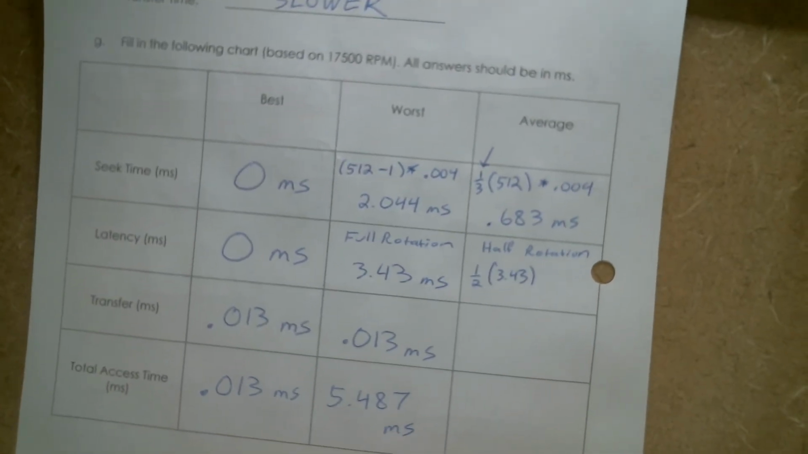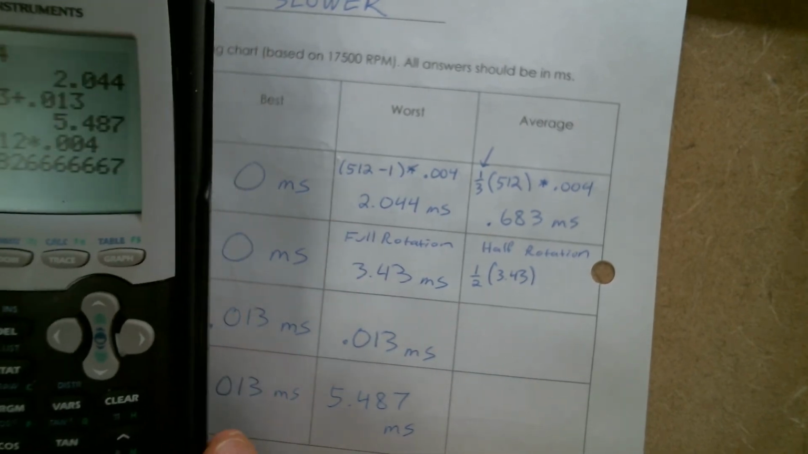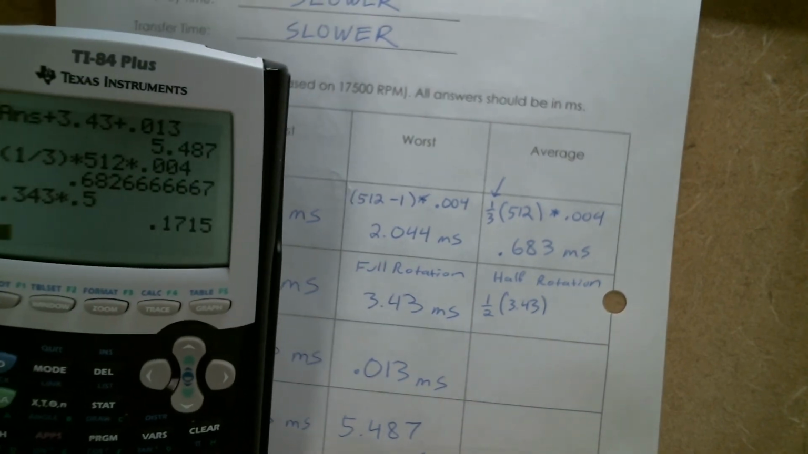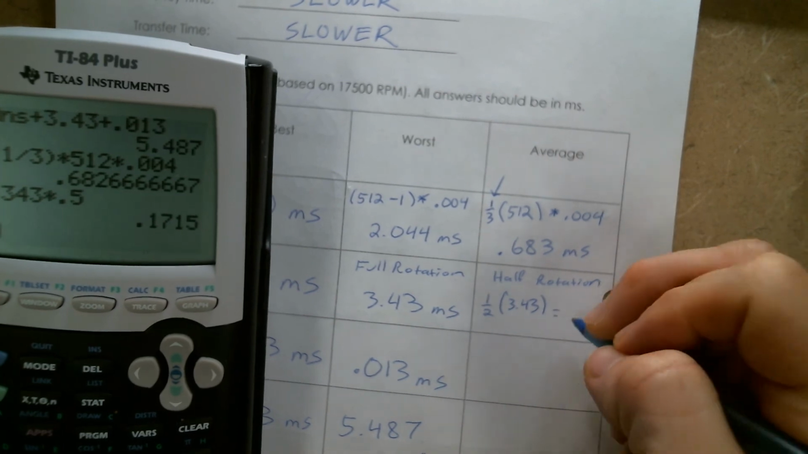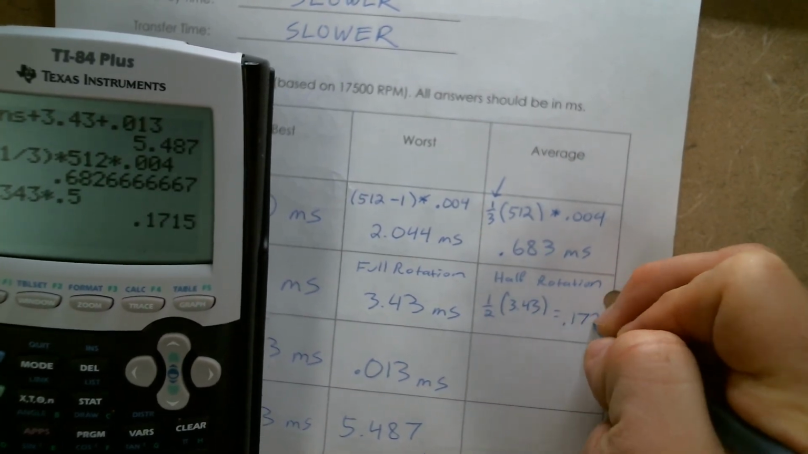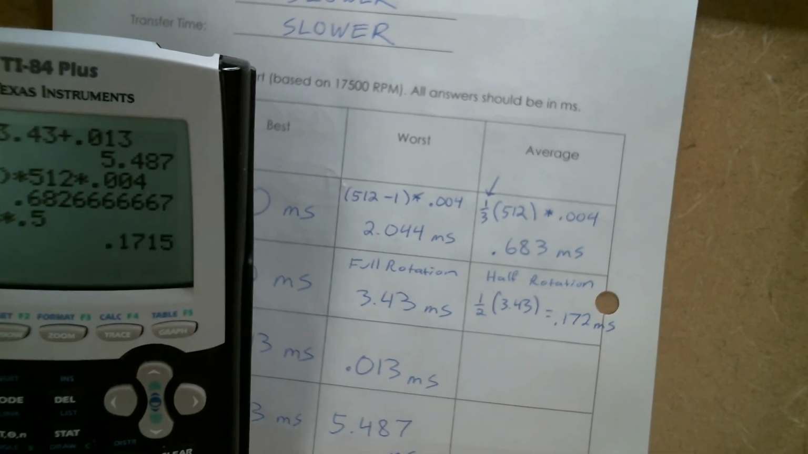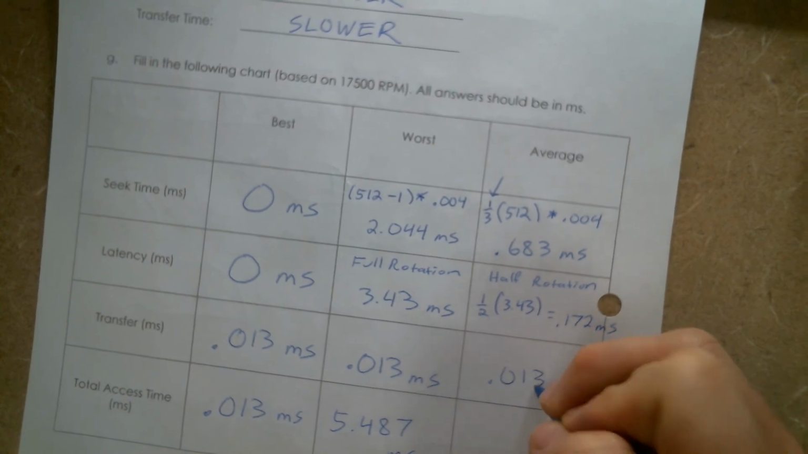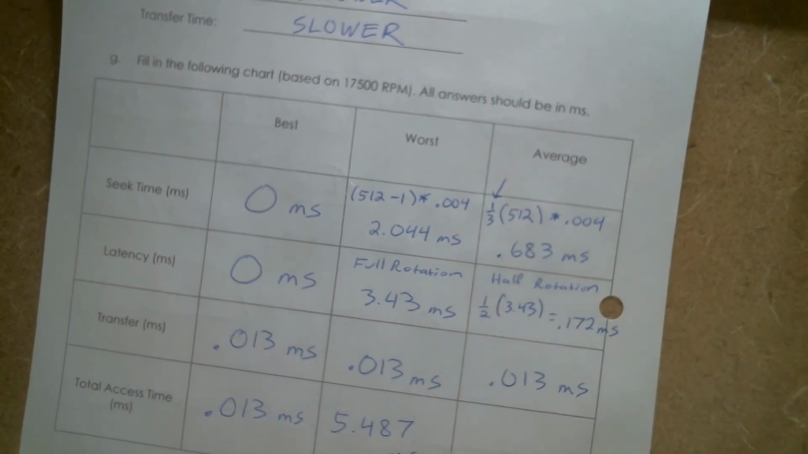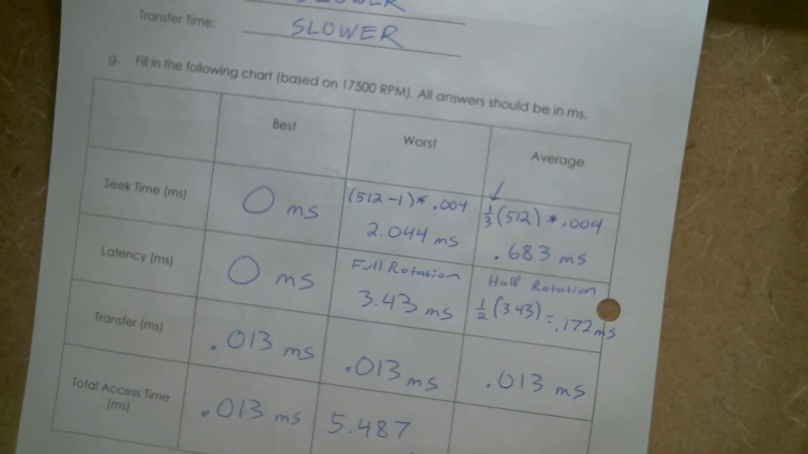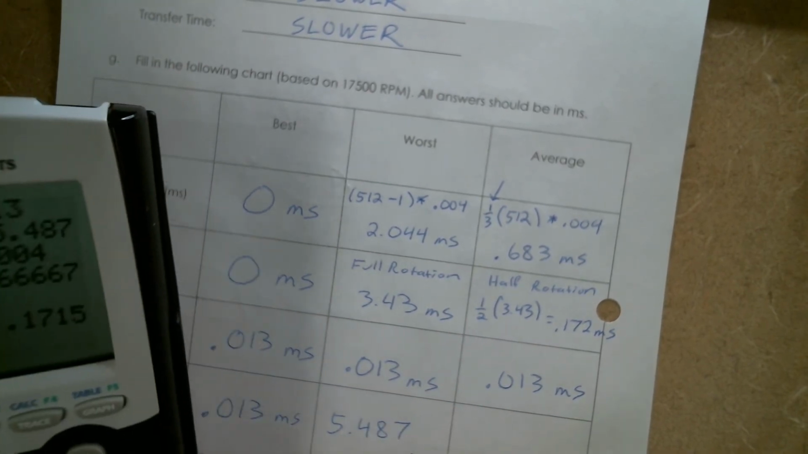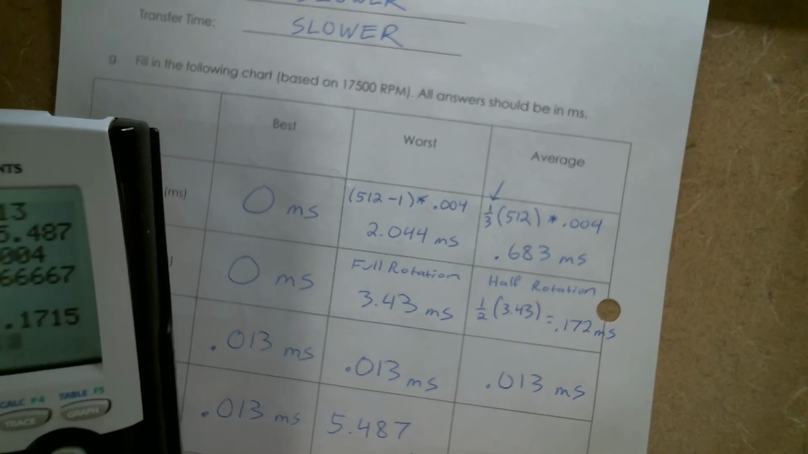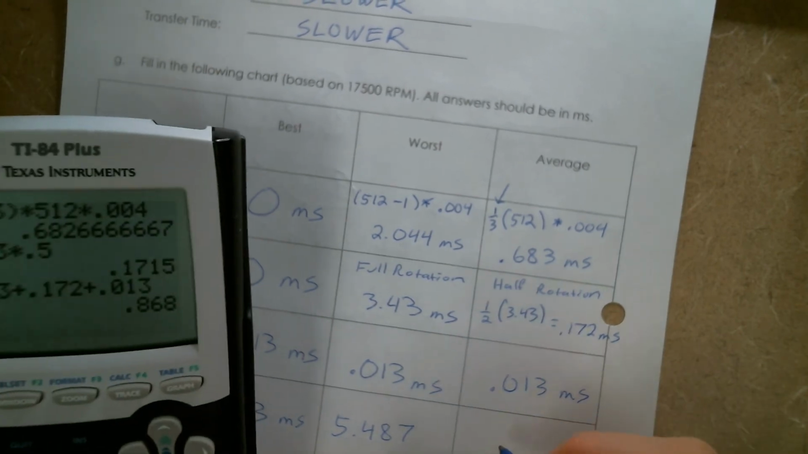So 0.343 times 0.5, and we get 0.1715. So I'll just round that to 0.172 milliseconds. And then again, the transfer time stays the same. So that's 0.013 milliseconds. So that part is consistent across all three. And then we would just add those together. So we've got our 0.683 plus our 0.172 plus our 0.013.